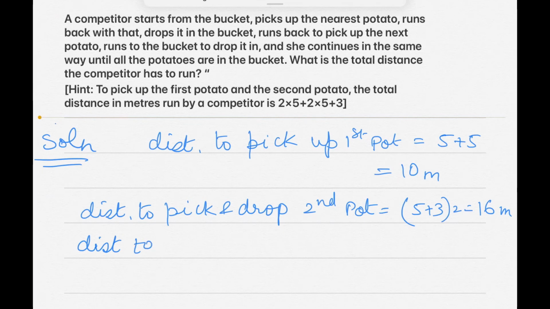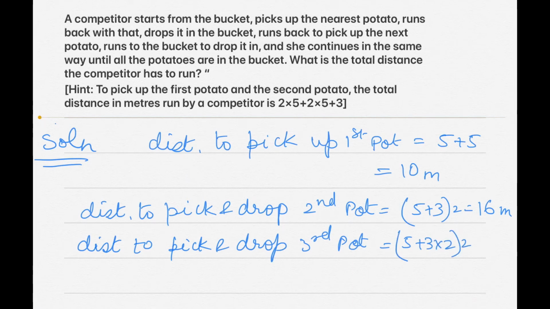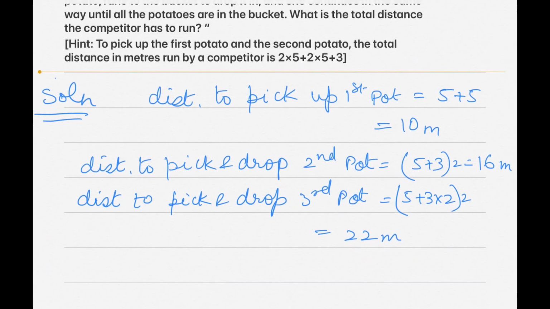For the third potato, the distance to pick and drop will be equal to 5 plus 3 plus 3, right? So 11 into 2. So 5 plus 3 into 2 and into 2, this gives me 6 plus 5, 11, and so this becomes 22 meters. So it will go on. Always 6 meters will be added because every potato is placed 3 meters apart, correct?